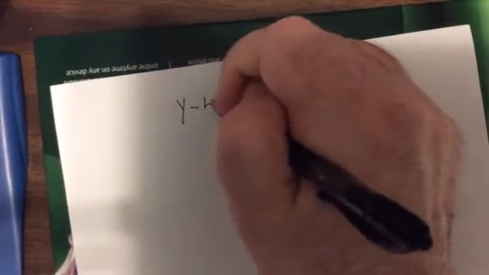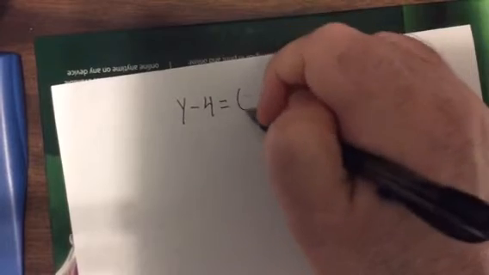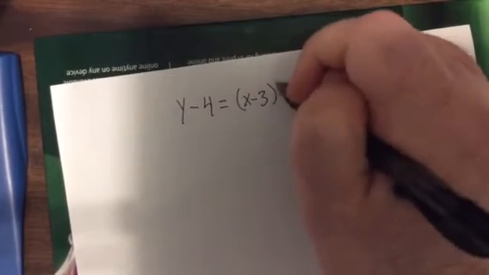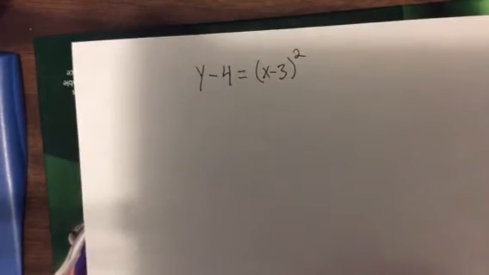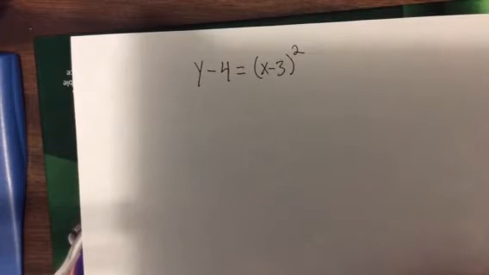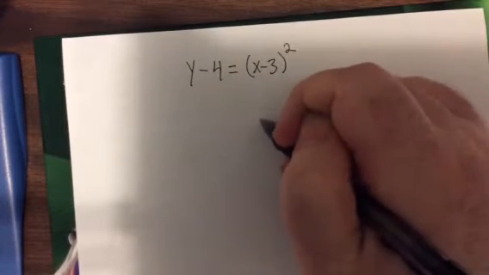I want to do one with you. Let's say y minus 4 equals x minus 3 squared. What do you do if you don't have any x-intercepts?